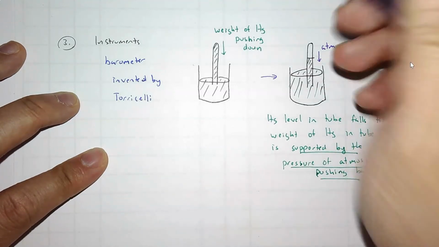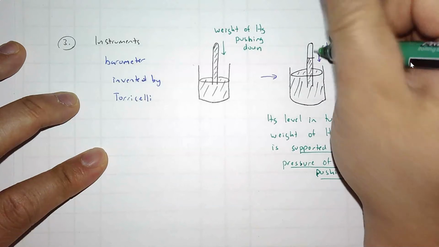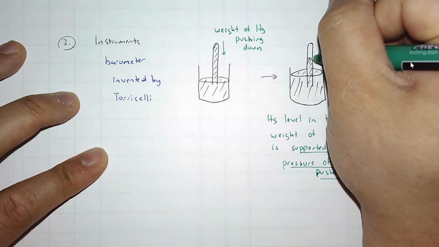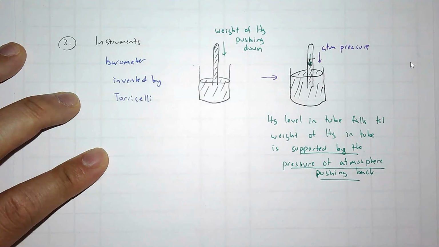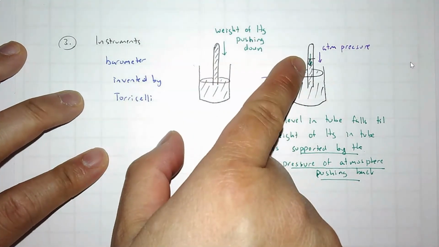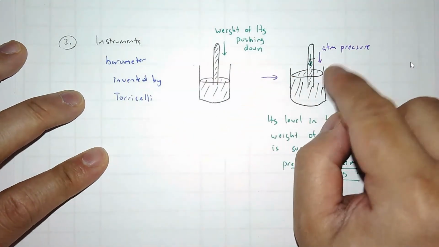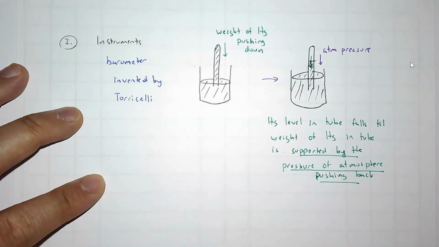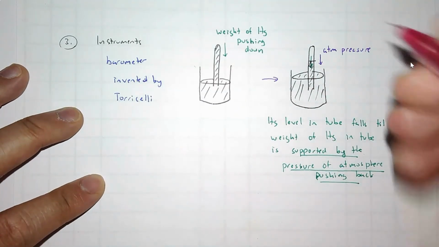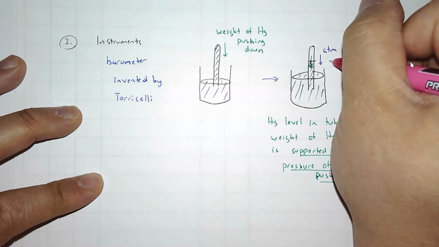So really what I should put here is in green. Now this is the weight. It's a little bit hard to see, but the weight of the mercury in the tube is pushing against the weight of the mercury that's being pushed by the atmospheric pressure. It's going to find an equilibrium, and it's going to stay steady.